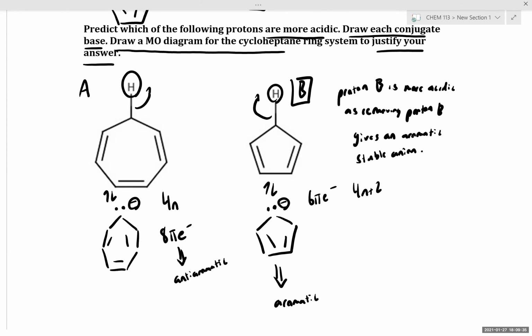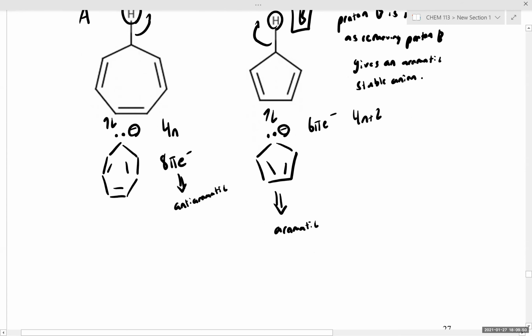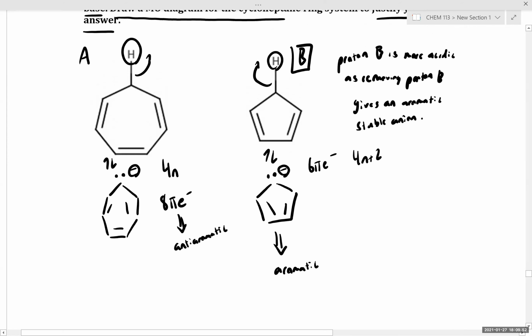Professor, I have a question. Yes, please go ahead. So it says in here to draw an MO diagram for the cycloheptane ring system. Like, did we do that here? Not yet. Are we going to do that? Yes, we will. Okay, thank you. I just want to make sure everyone's comfortable with this first premise before we discuss how we can prove to ourselves that structure A, this anion, is anti-aromatic.